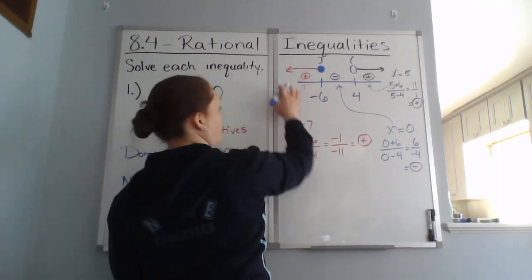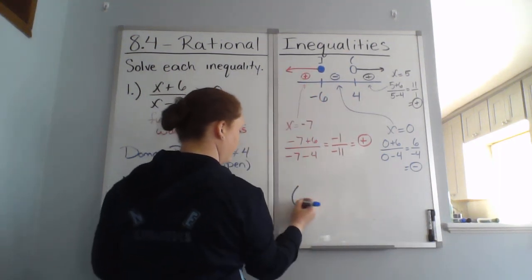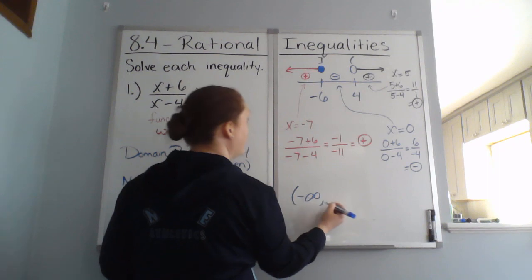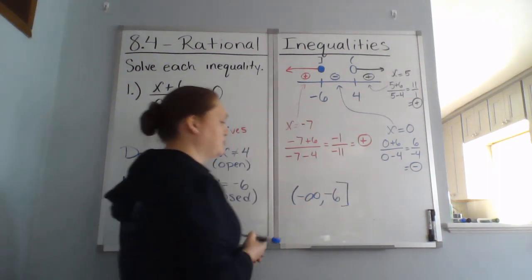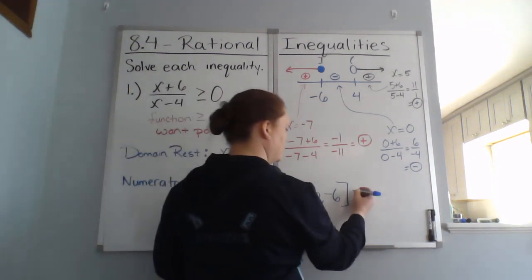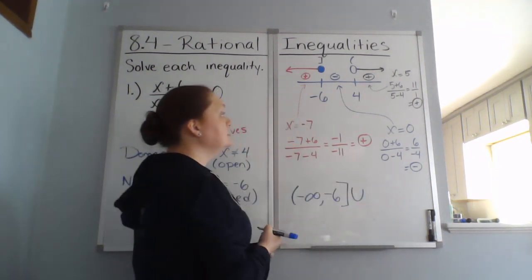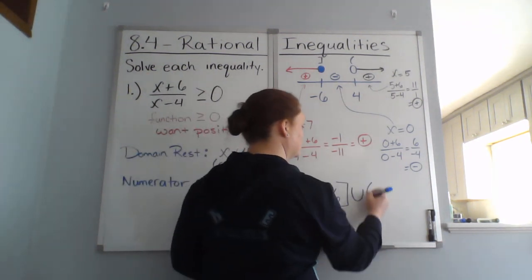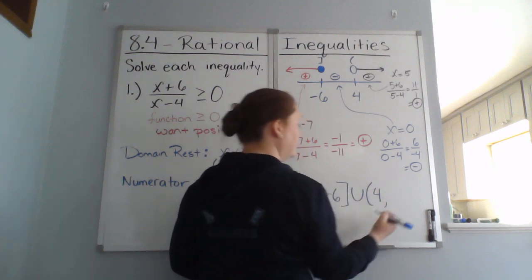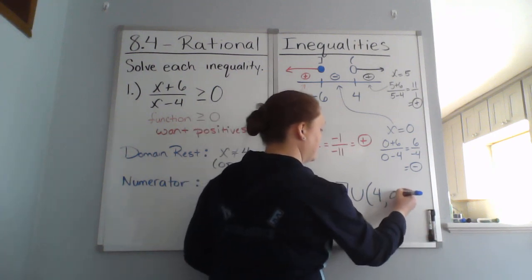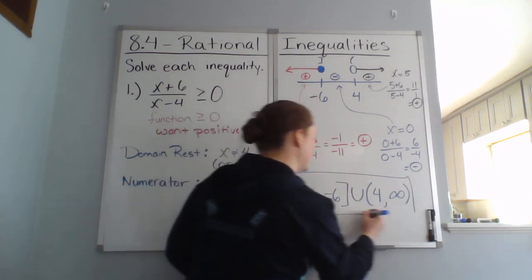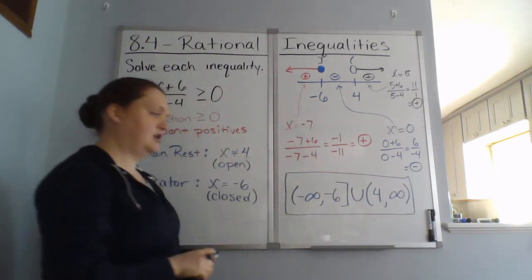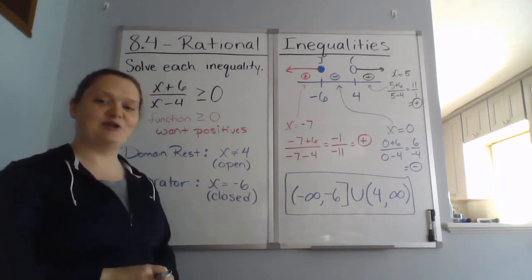So for the interval on the left, we start at negative infinity, and then we end at negative 6. We can include the negative 6, so there's a bracket there. We have a separate interval, so we write our union sign. Then we start at x equals 4 with a parenthesis because it can't equal 4, and then we go on to positive infinity. This is the solution set to the original inequality. Let me know if you have any questions.